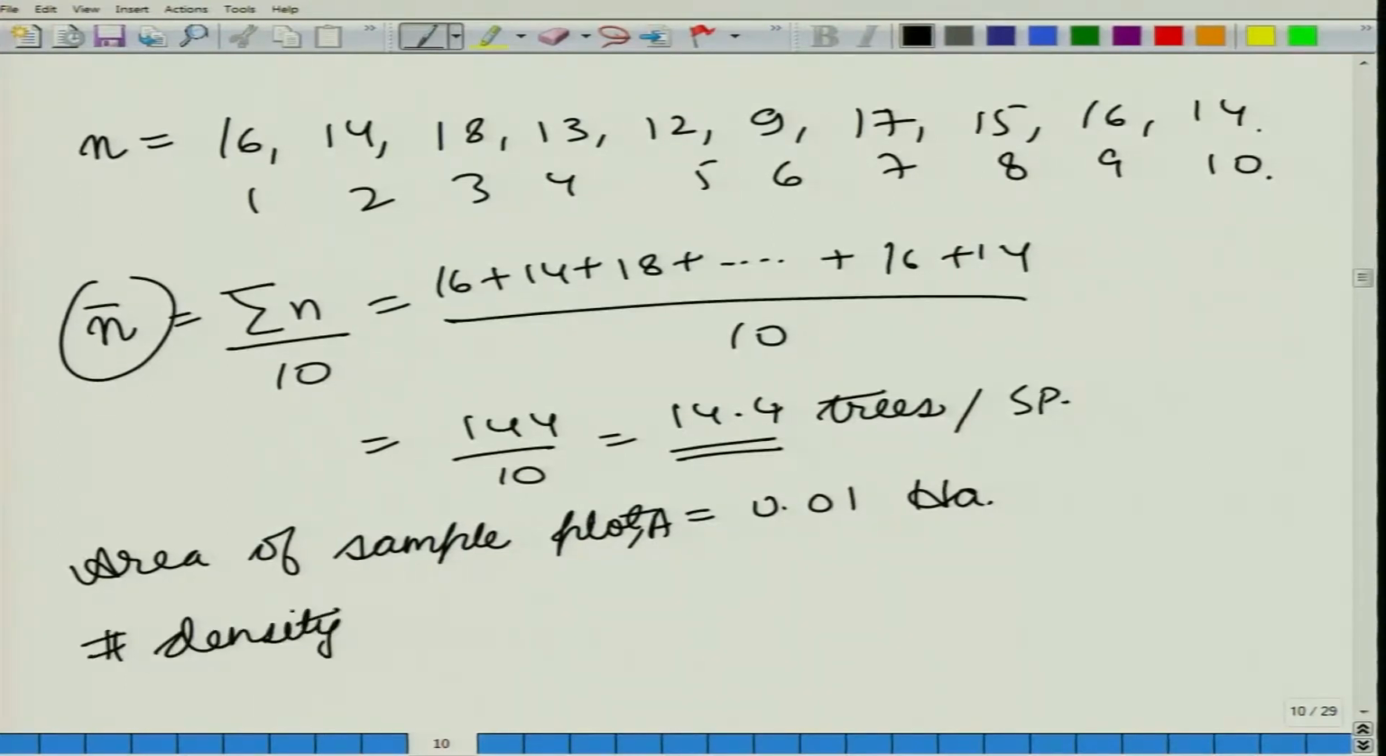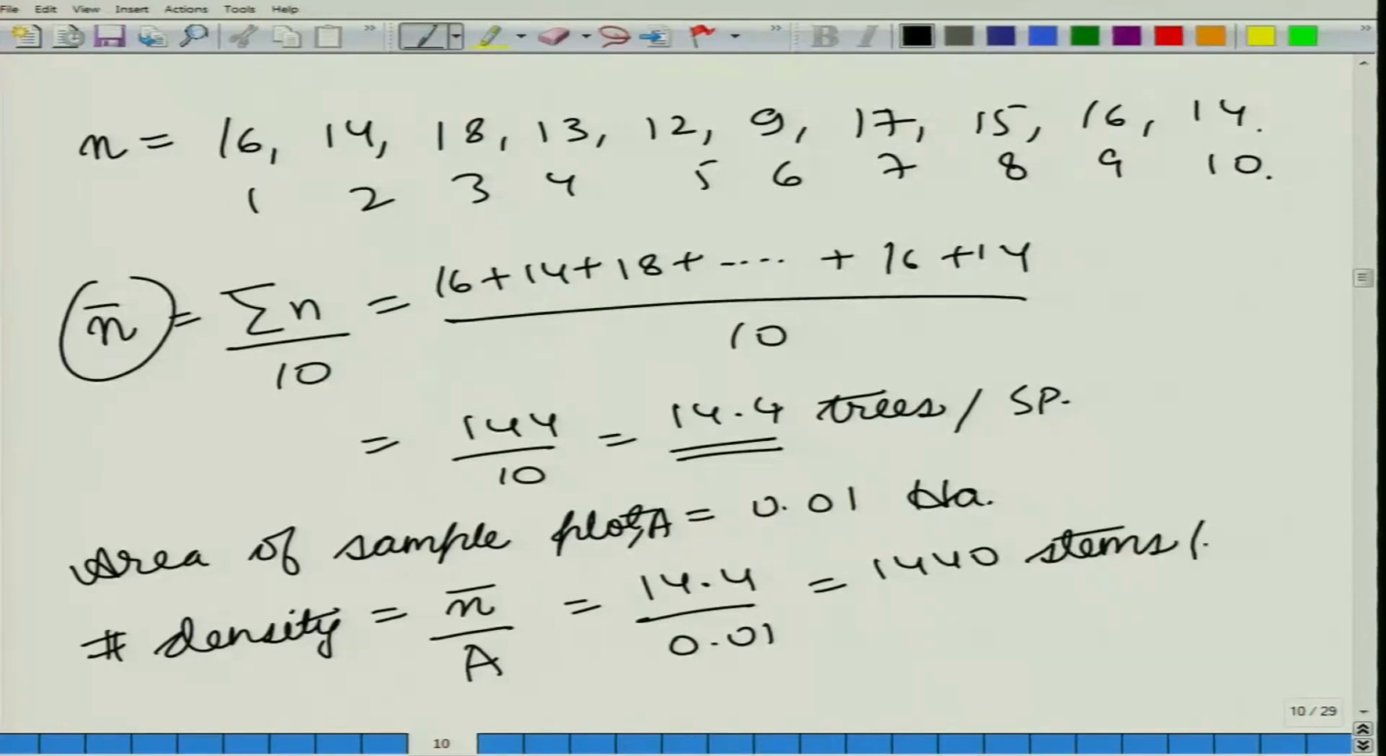The number density, also known as the stand density, is the average number of trees or the average number of stems. For instance, if we have a stem of a larger diameter, we will call it a tree. If we have a stem of a smaller diameter, we will just call it a stem. So number density is the number of stems per sample plot divided by the area of the sample plot. So here we get 14.4 divided by 0.01 is equal to 1440 stems per hectare. So this is the stand density.